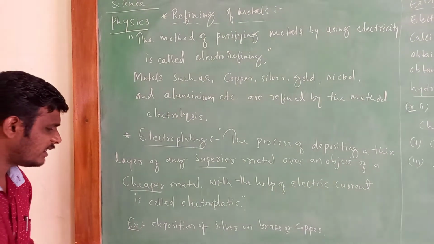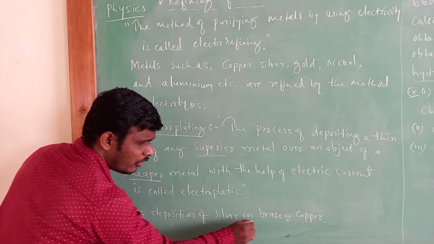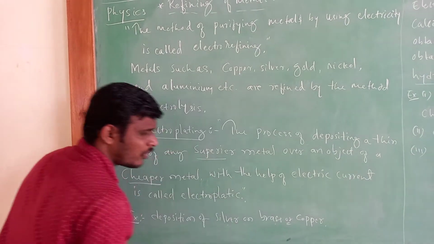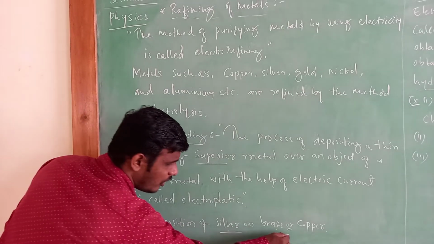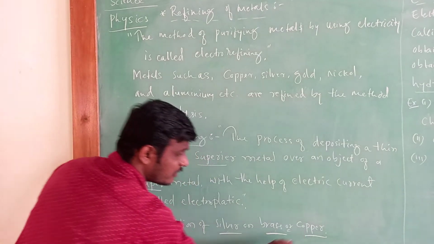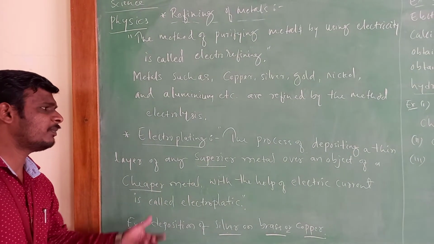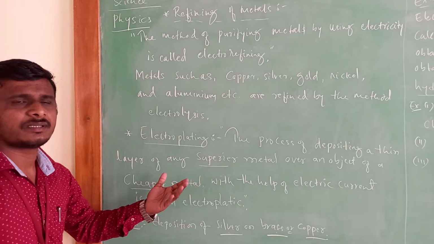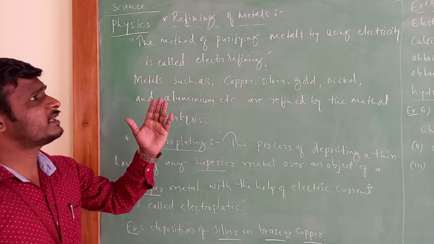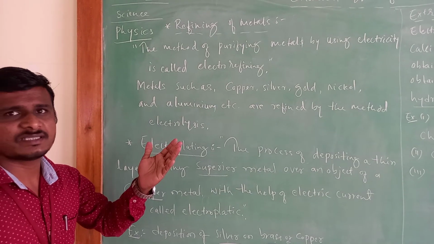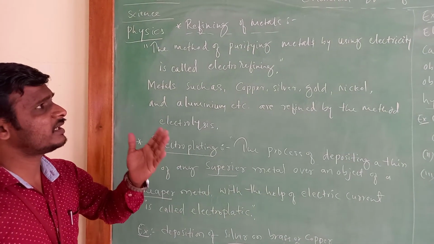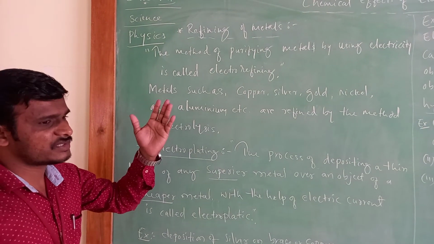An example for that is deposition of silver on bronze or else copper. So we are going to deposit silver on the bronze and copper. This is an example of electroplating, right? I hope this must be clear to you guys. So in this class we have discussed some of the applications of electrolysis.